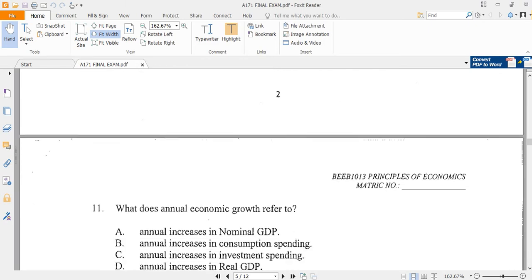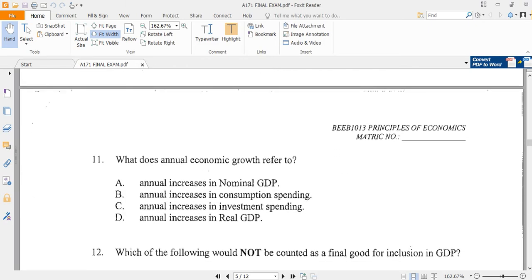Then the next question: what does annual economic growth refer to? This part I already mentioned in the previous video. So look at the previous video and you will know what the answer for this is. It is also given in your slide as well. How do you calculate economic growth?